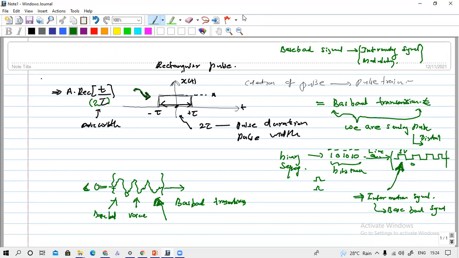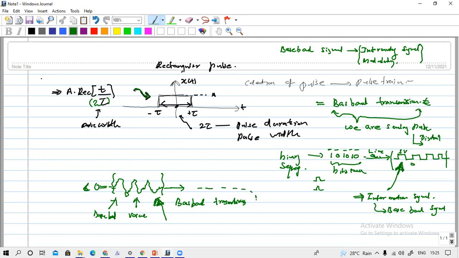Can we send this signal directly or not? Actually, we can send this signal directly. You are correct, noise and attenuation will be there, but we can send it.